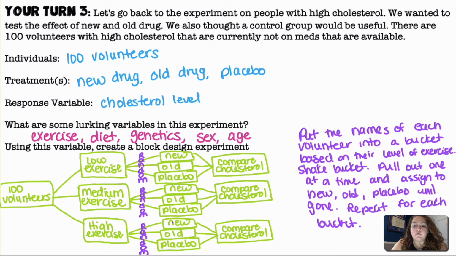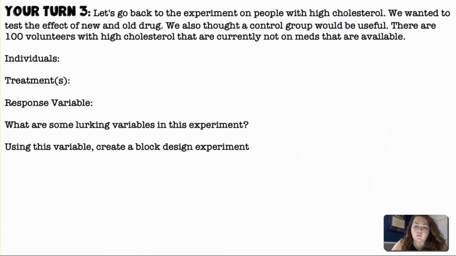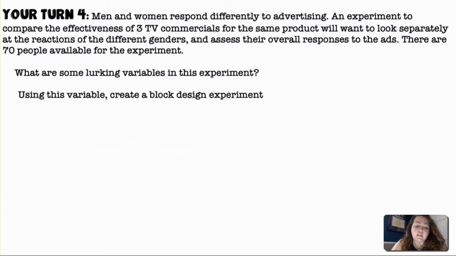All right, so put the names of each volunteer into a bucket based on their level of exercise. Shake the bucket. Pull out one at a time and assign new, old, or placebo until gone. Repeat for each bucket. Again, you want to try to make that random assignment as clear as possible so that somebody could replicate your experiment.